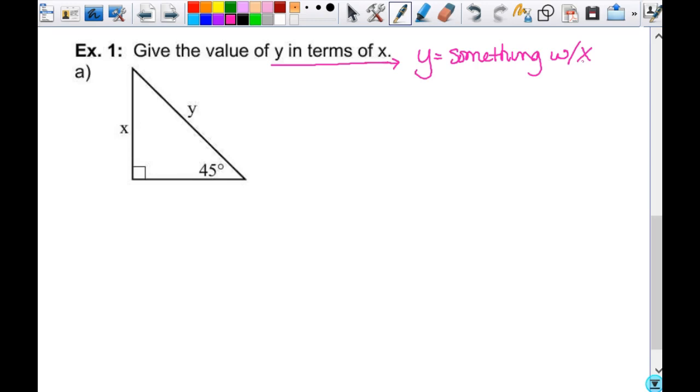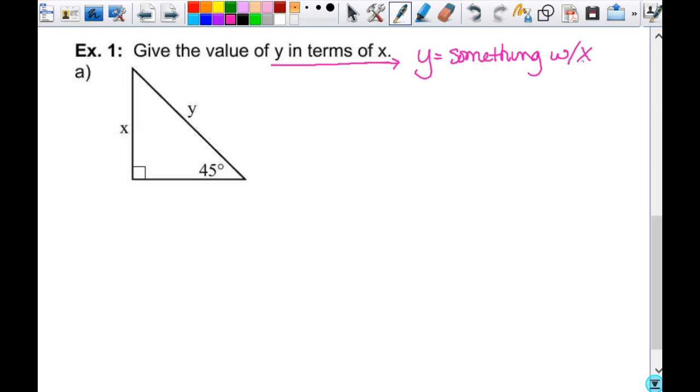If I had a few variables, then I could say something like determine y in terms of x and z. Well, that would mean y equals something with x's and z's in it. Does that make sense to you? That way you know which one you're getting by itself, what you're actually solving for. So in this triangle here, we're looking for y, right? We're going to get y by itself.